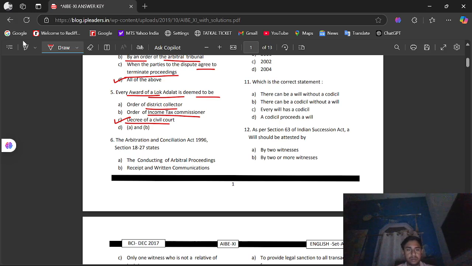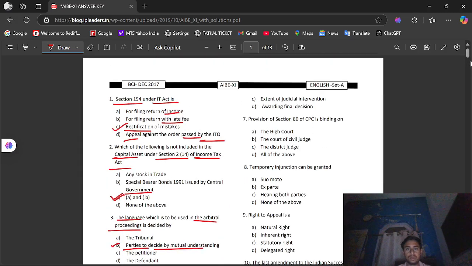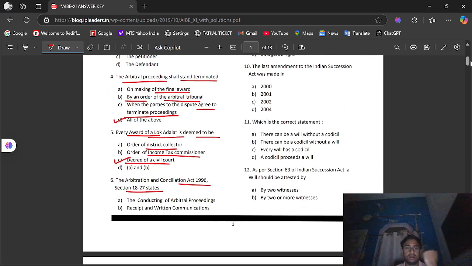Question number 6. The Arbitration and Conciliation Act 1996, Section 18 to 27 states option A, the conducting of arbitral proceedings. Option B, receipt and written communication. Option C, extent of judicial intervention. Option D, awarding final decision. Its right option is option A, the conducting of arbitral proceedings.